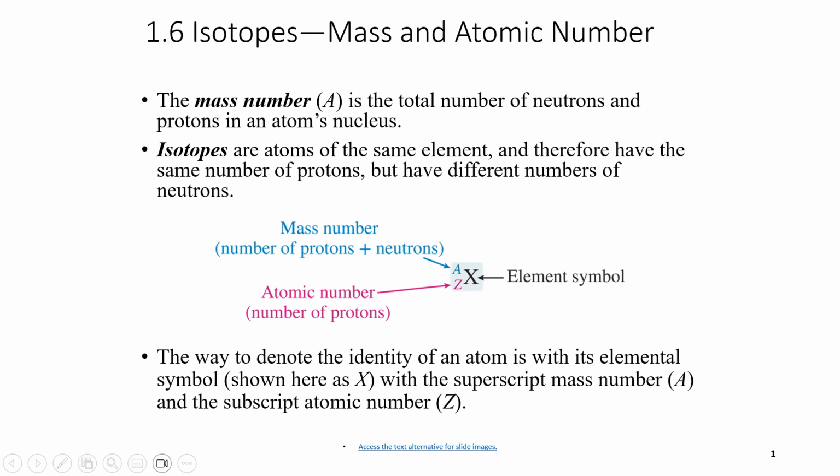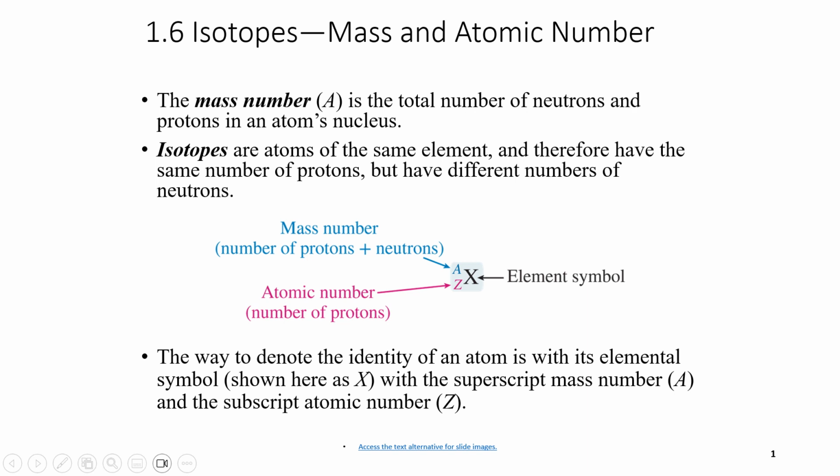Isotopes of an element are atoms of the same element, but the only difference is that they have differing numbers of neutrons. Remember that to be atoms of the same element, they have to have the same Z number, the same atomic number, or number of protons. But they can differ in the number of neutrons because neutrons are neutral and they occur naturally in nature.